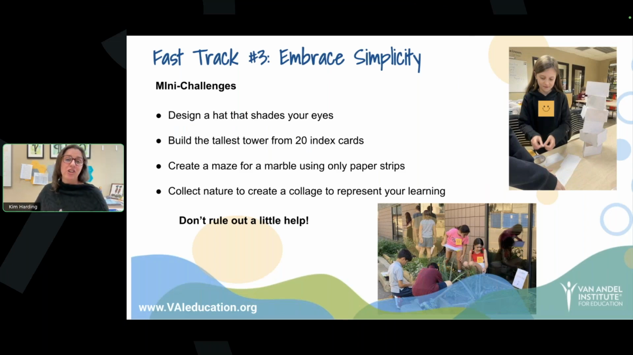And then collecting nature to create collages to represent your learning. That is also something that you can really hook into so many of your content areas.